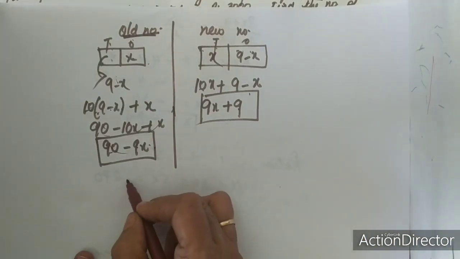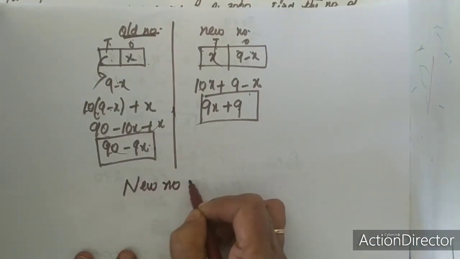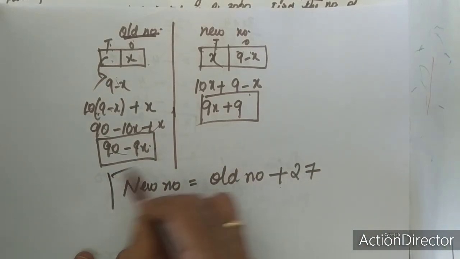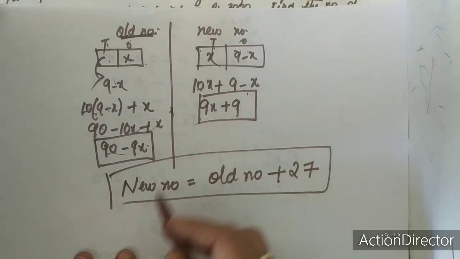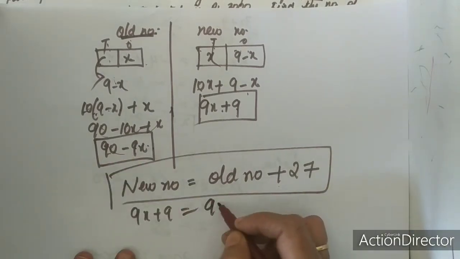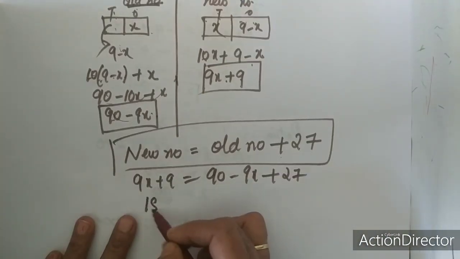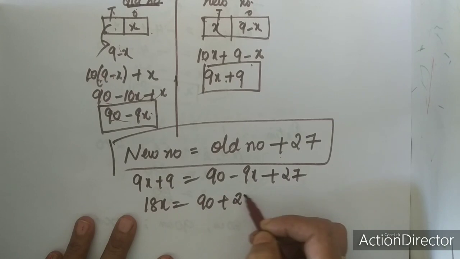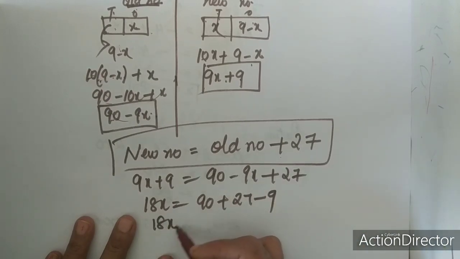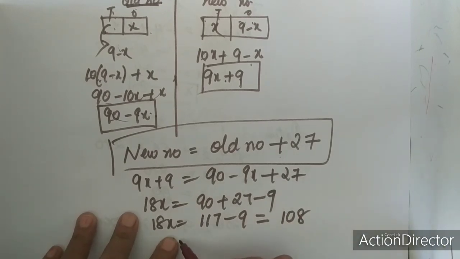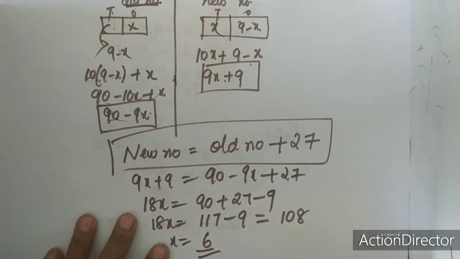So this is the old number and new number. Now you understand the condition. What is given? New number is equal to old number plus 27. This is the condition given. So you replace it over here. What is your new number? 9x plus 9. What is your old number? 90 minus 9x, plus 27. So 9x plus 9x will be 18x. 90 plus 27 minus 9, so 18x will be equal to 117 minus 9, which is equal to 108. So how many times do you get 18? 6 18s are 108. So x will be equal to 6.